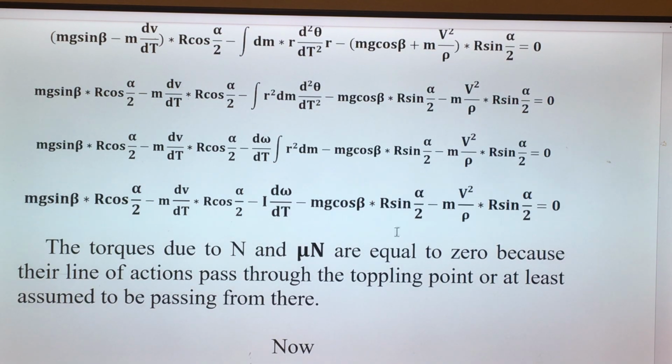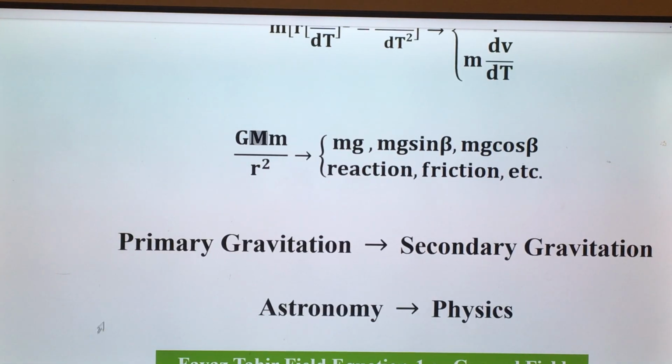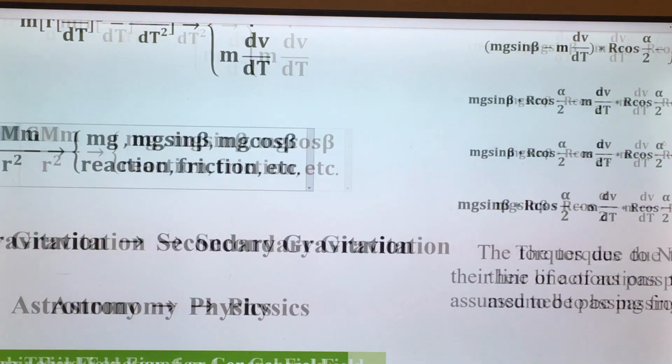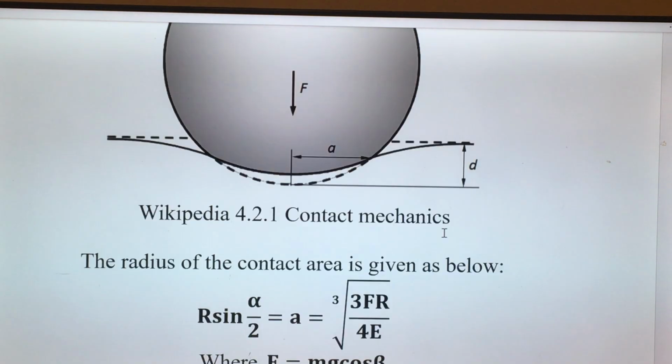Okay, so the torques due to N and mu N are equal to 0 because their line of action passes through the toppling point, or at least assume it to be passing from there. Even if they don't pass, just assume it passing from there because they're very close. Now, r cos alpha by 2 is equal to the square root of r square minus a square. Guys, this is the gist of my calculations.